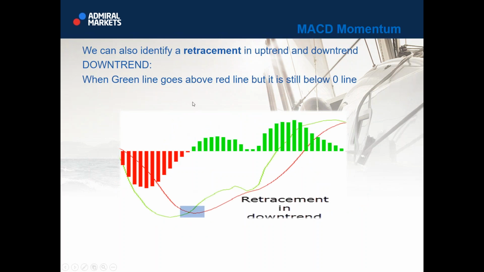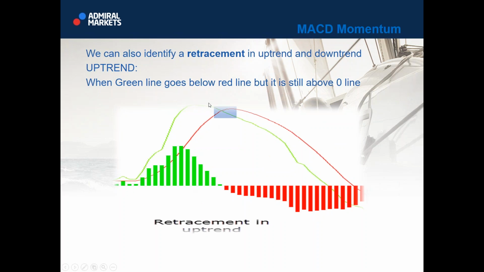Okay, so an uptrend retracement is when both lines are above the 0 line, but the fast line, or in this example the green line, the moving average, crossed the red line and it's going downward. So still above the 0 line, but pointing downward, crossed. So that means that we have a retracement in an uptrend.